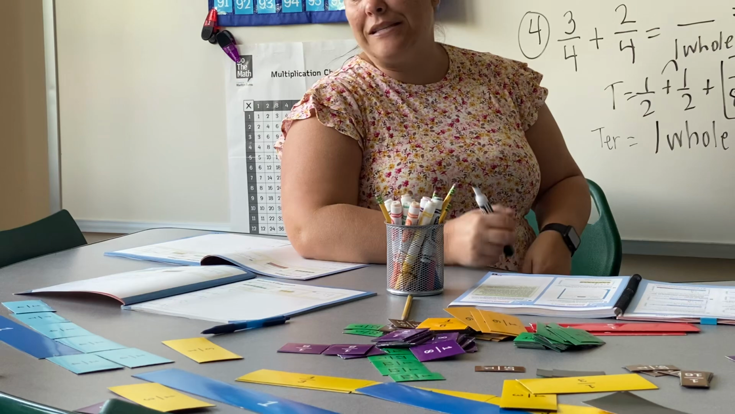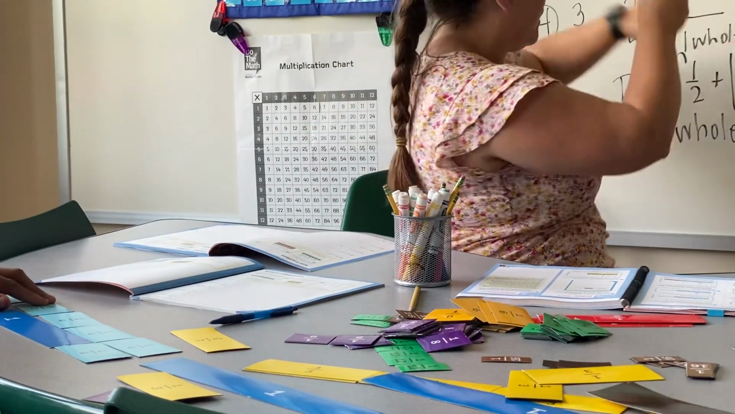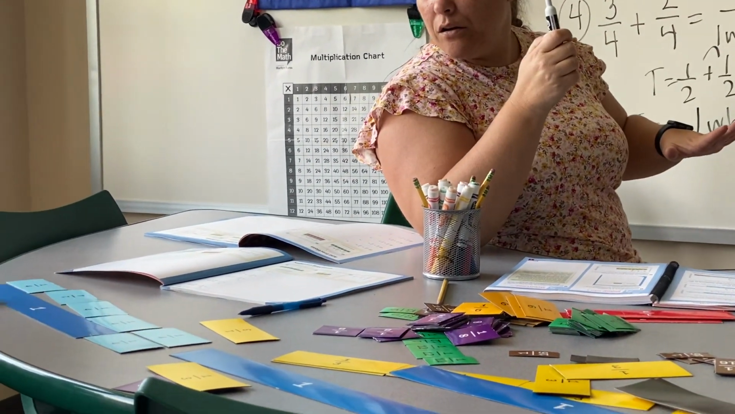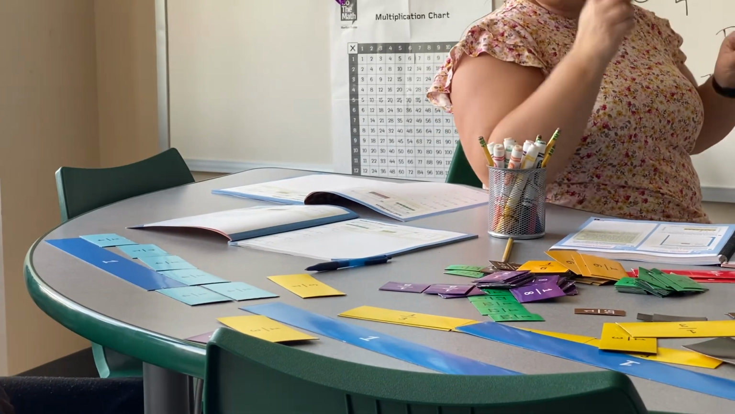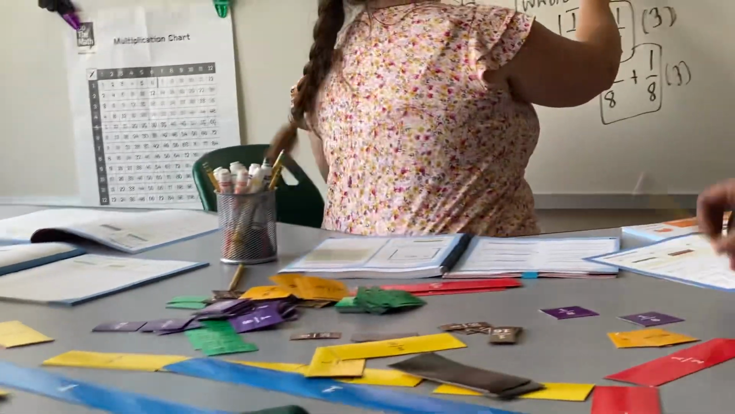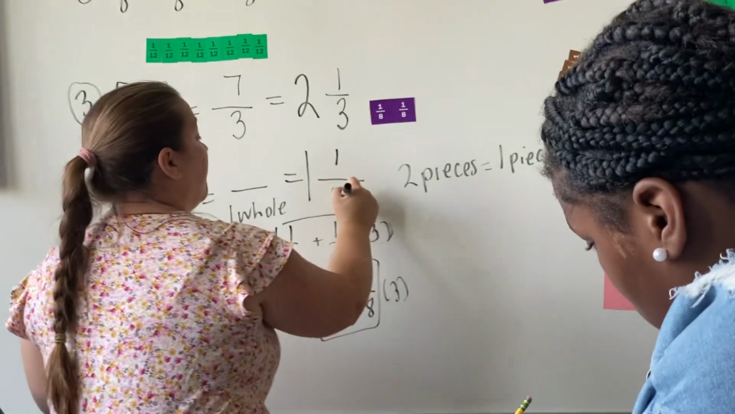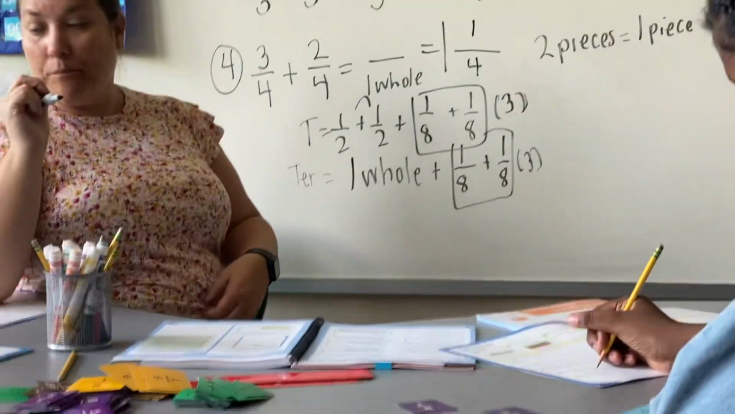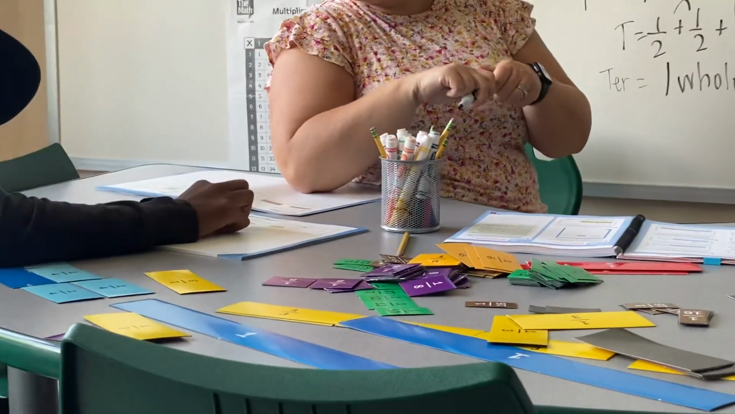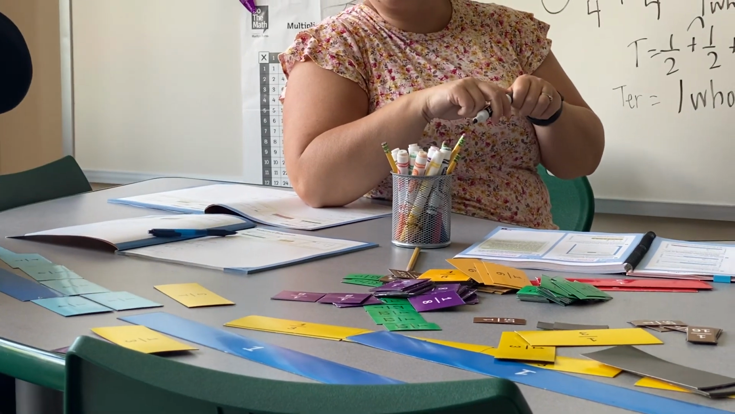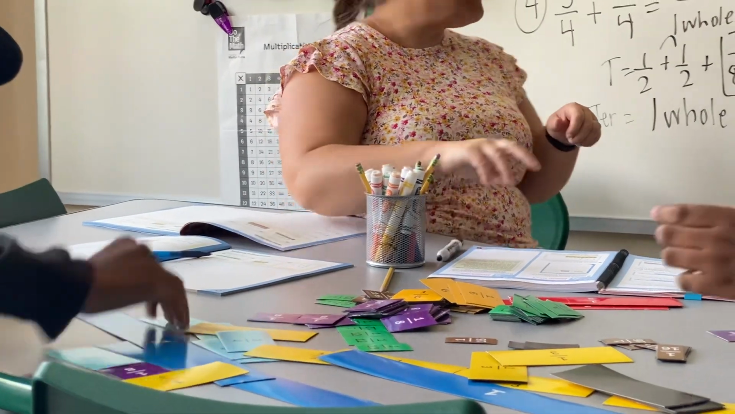2 pieces. All right, so what is our ending fraction going to be? 1 whole and 1/4. So 1 and 1/4. So do a big 1 and then 1/4. Good job, guys. That was awesome. All right, we have 1 more to try. So you have 5/6 plus 3/6.